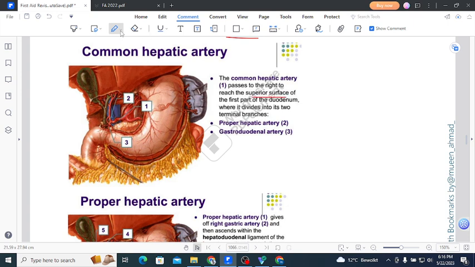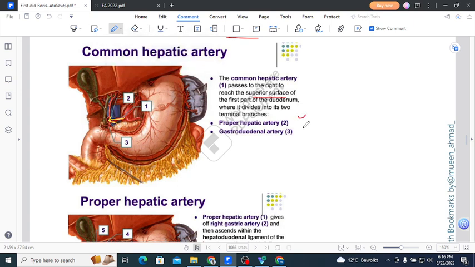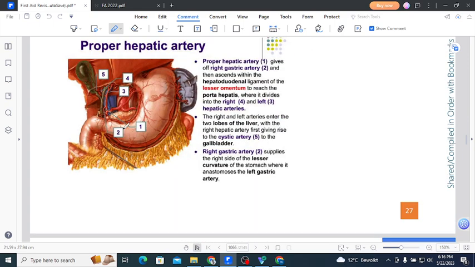The common hepatic artery passes to the right side to reach the first part of the duodenum, where it divides into terminal branches: the proper hepatic artery and the gastroduodenal artery. The gastroduodenal artery moves downward, and it is a branch of the common hepatic artery.